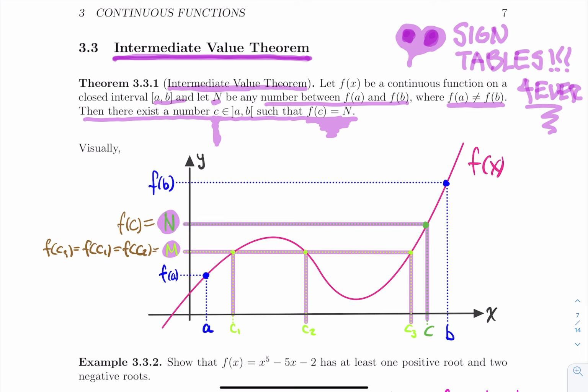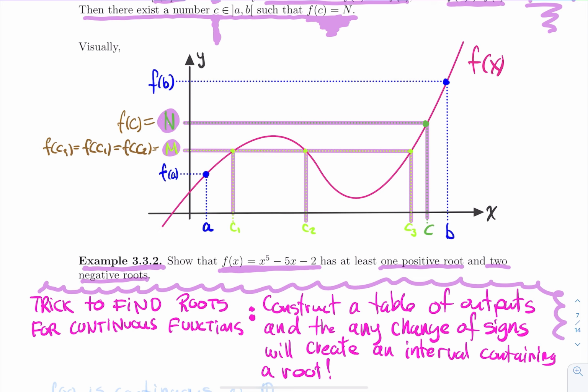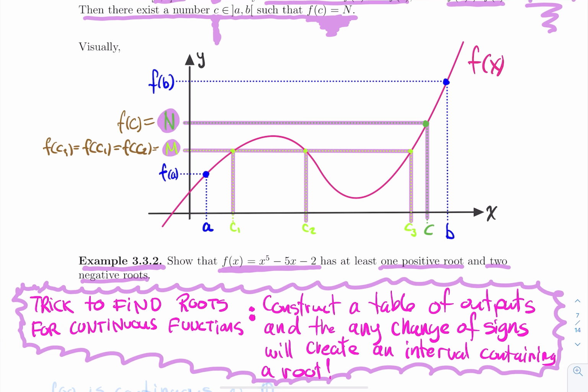So how can we use this intermediate value theorem? The next example is a classical type of question where the intermediate value theorem can be used to find roots of a function, or at least find intervals where the function has roots. So for example, let's show that the function x^5 - 5x - 2 has 1 positive root and 2 negative roots, at least 1 positive and at least 2 negative. Of course, functions of degree 5 could have more, but we will not find them. Actually, we will find 3 intervals for all 3 of them, but in general, you could have all the way up to 5 roots.